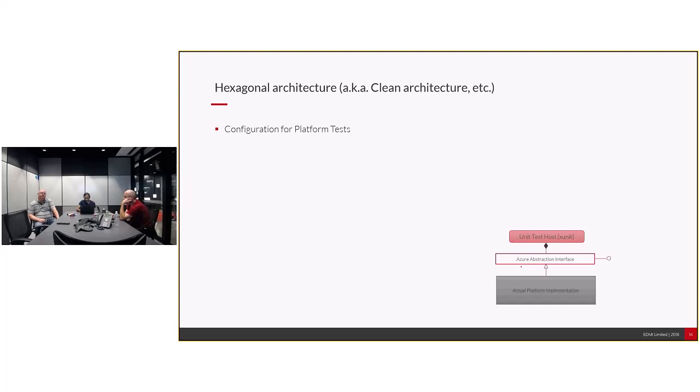Now, what is the configuration for platform tests? The configuration for platform tests is you're just testing the interface here, and you're giving it the actual platform implementation. So if you say a blob, and you want to upload a text file to the blob, in your unit test you'll create a new Azure blob, upload some data, and then in the next line, you will download the same data and ensure both are the same. Assert both are the same. So this is a platform test.